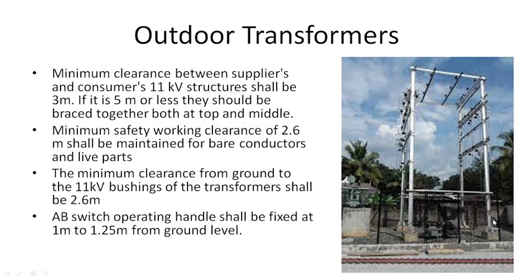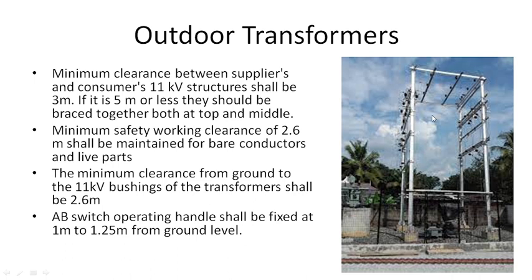So this is the KCB structure, and this is the consumer structure. There will be some switching arrangements at the top of this. The distance between the supplier and the consumer 11 kV structures must be at least 3 meters. If it is less than 5 meters, then those structures are to be connected at the top as well as the middle. They have to be braced together at the top and middle.